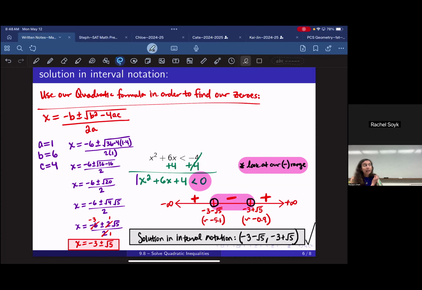Again, this is free game for the final exam. However, I will say, in all my years of teaching, I've never seen them give you a question like this involving radicals. They're usually a little bit more lenient with you guys. However, you should know how to do it. Any questions on this one? No.